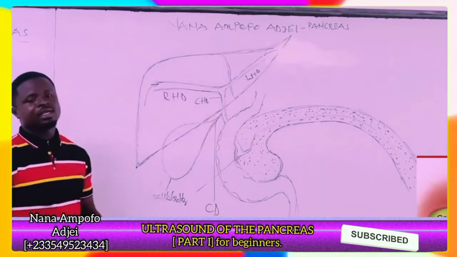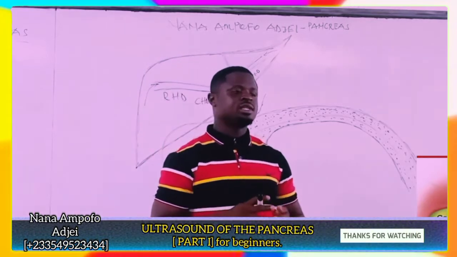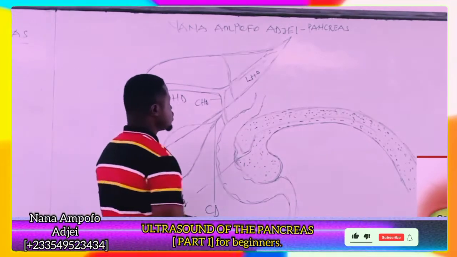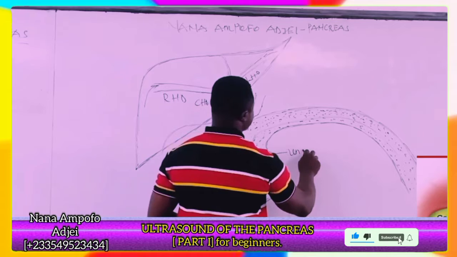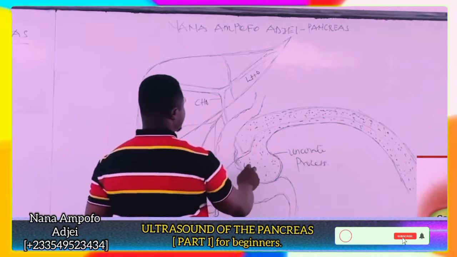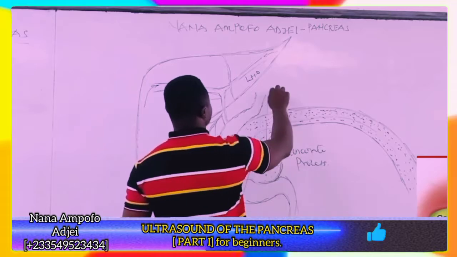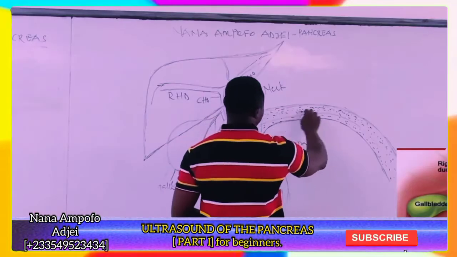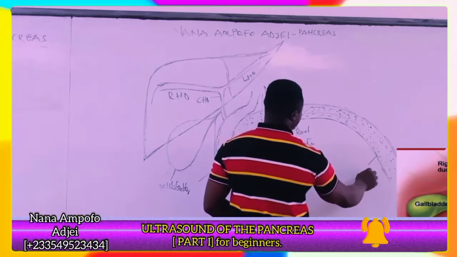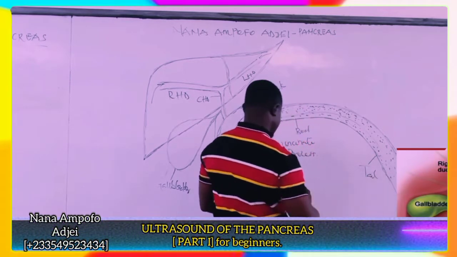Now, we have five parts of the pancreas as we learned: the head, the uncinate process, the neck, the body, and the tail. So this part will be what? The uncinate process. This part will be what? The head. And then the neck this way. From this part to this part is what? The body. And then we also look at what? The tail. The tail of the pancreas.